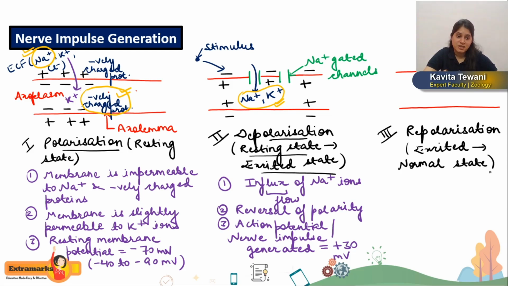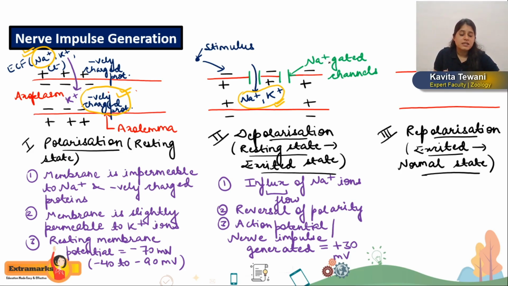Why does it have to come from excited to normal state? Can you people tell me? Yes, the reason is obviously new stimuli are going to come after this whole process, and a new impulse has to be generated. So first this process has to be ended. Now it has to come back to the normal state, resting state, whatever you want to call it. Ma'am, that means again the same process will happen after repolarization, and a new stimulus would be coming in and a new nerve impulse would be generated. Absolutely correct. Okay, so now how is it going to happen? Listen, now these K plus gated channels will open.